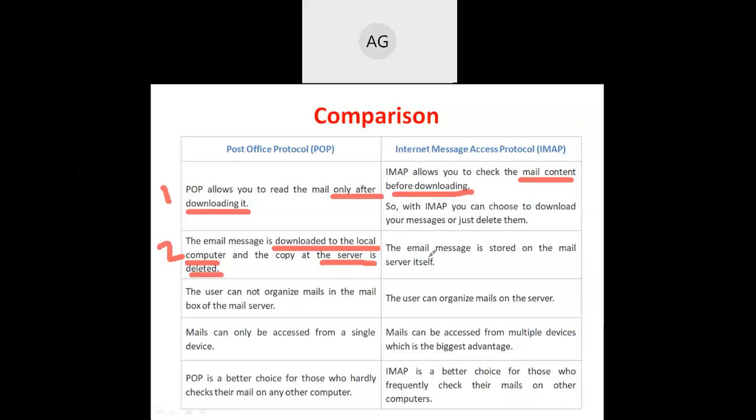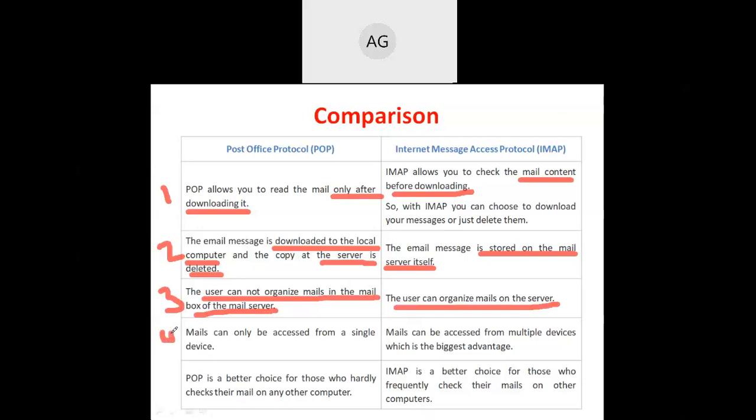In the case of IMAP, the email message is stored on the mail server itself. So here you need not download the email. It is stored on the mail server itself. The third difference is, in the case of POP protocol, the user cannot organize mails in the mailbox of the mail server. Means here less interaction from the user. Whereas in the case of IMAP, the user can organize mails on the server.